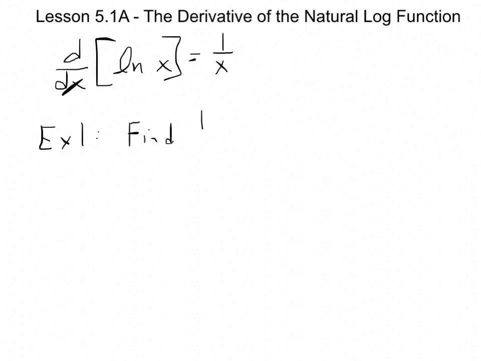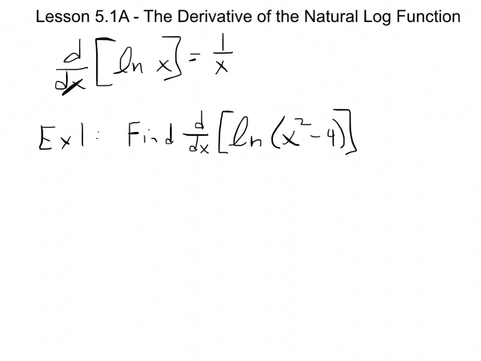find the derivative of the natural log of x squared minus 4. So there we go. I want us to find this derivative. Well, we know from the beginning that the derivative of the natural log of x is 1 over x. So if they want me to find the derivative of the natural log of x squared minus 4, I hope you recognize this is a chain rule problem. This is effectively a natural log function with x squared minus 4 plugged into it.